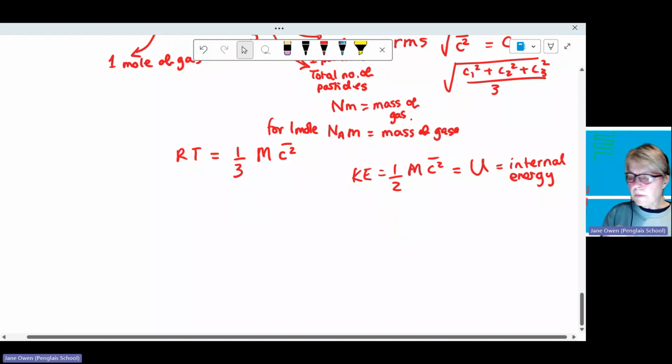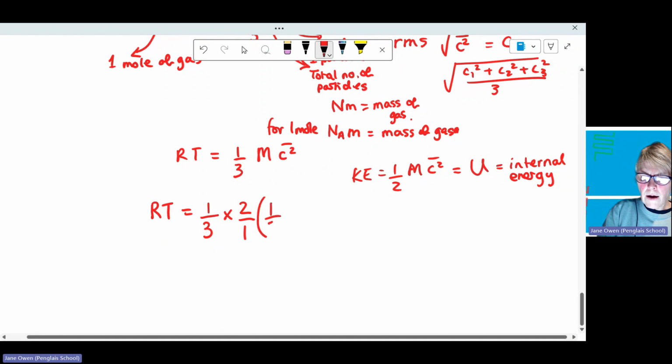So what I'm going to do is put that kinetic energy into that equation. I'm going to take the third out, and I'm going to multiply by 2 over 1, because I'm going to put the half in. Can you see that the 2 over 1 would cancel out with the 1 over half? But I don't want to cancel them, because I want to keep the kinetic energy as kinetic energy, half m v squared.